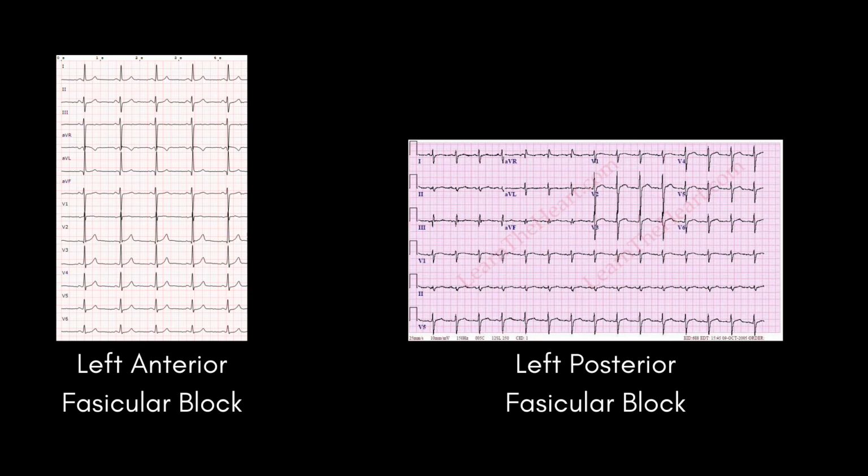All right, let's take a look at the left anterior fascicular block and the left posterior fascicular block. Left anterior fascicular block, abnormal left axis deviation, usually between 45 degrees and 60 degrees. QR pattern, small q, tall r, in the lateral limb leads 1 and AVL. RS pattern, small r, deep S, in the inferior leads 2, 3, and AVF. Delayed intrinsicoid deflection in lead AVL, greater than 0.045 seconds.